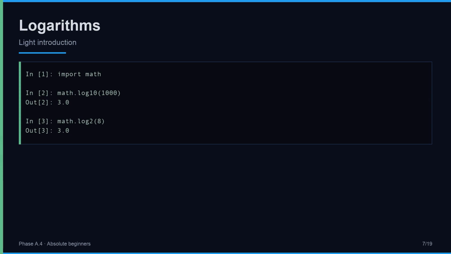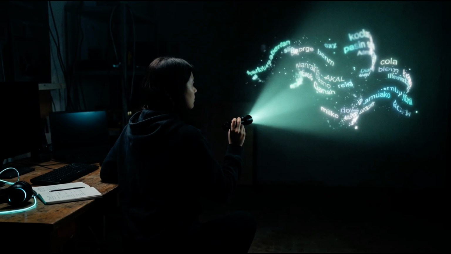Math has logarithm functions. Log 10 of 1000 is 3, because 10 to the power 3 is 1000. Log 2 of 8 is 3, because 2 to the power 3 is 8. You do not need to love math to use these, you just need to know they exist and that the module has them ready. When you meet a problem that needs a log, math.log is waiting. They exist when you need them. Every module is explorable. Dir and help are your flashlights inside a dark room full of useful names.